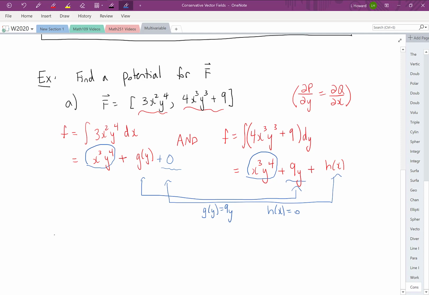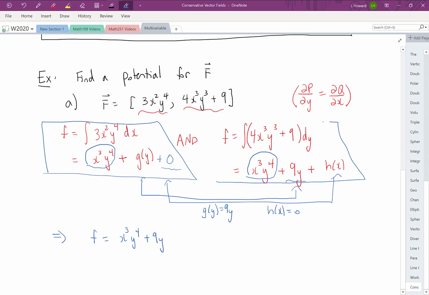So with that, we can draw our conclusion. We can say our function f that we're looking for is x cubed y to the fourth plus 9y. So that makes this piece of information true, and that also makes this piece of information true. If you wanted to find all the potentials for our vector field, you could say plus c. But since we're just being asked to find a potential for our vector field, I would leave the constant off and just consider the constant to be 0.